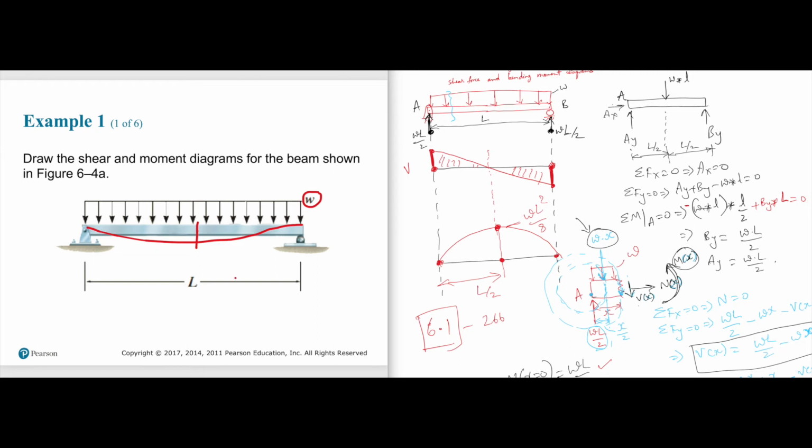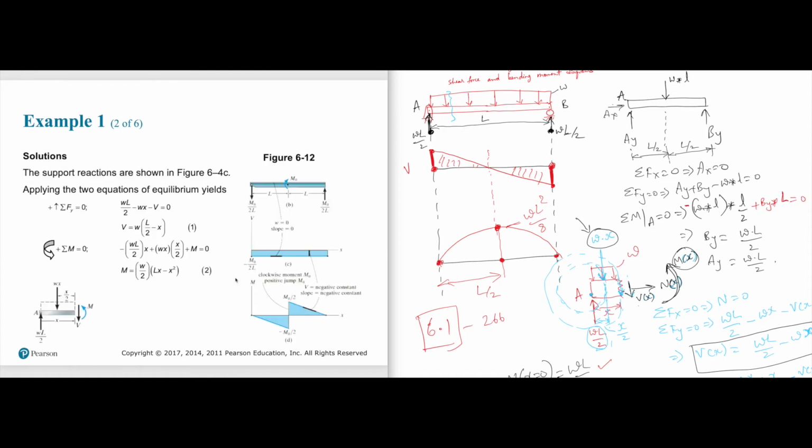So in the future, whenever I give you some kind of loading, the first thing you should be able to draw is shear force and bending moment diagrams. So you have to brush up your concepts from statics, because this is completely a statics problem, to draw the shear force and bending moment. So I gave you an example here, how to draw shear force and bending moment diagram.